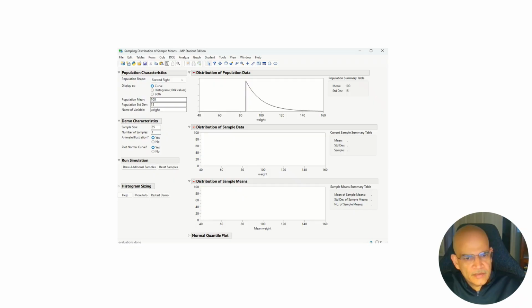This is an example of how we do it. So I will stop talking because I've recorded this previously. So this is a small illustration of how the central limit theorem works.